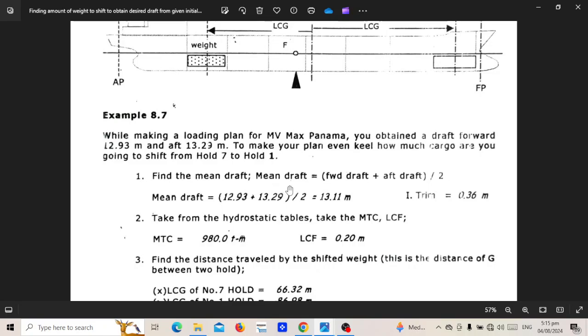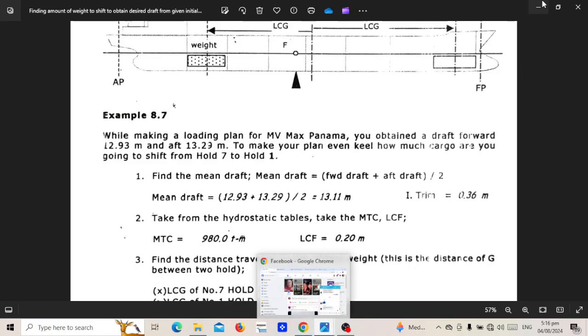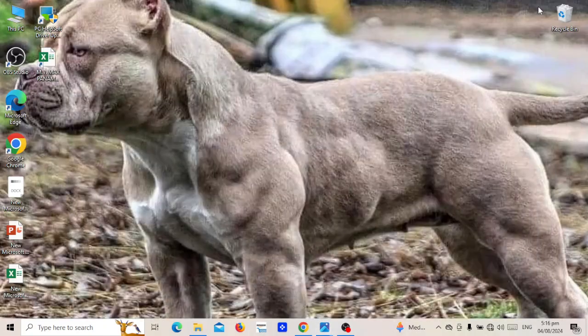The mean draft formula is forward draft plus aft draft divided by 2. So your forward draft is 12.93 and your aft draft is 13.29. You add these two and divide by 2, you will have 13.11 and the trim is 0.36. So let's investigate, guys.